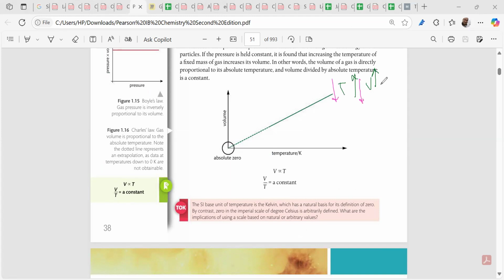If we increase the temperature, the volume increases. If we decrease the temperature, volume will be decreasing. So can we find a temperature where the volume becomes zero? Yes. That's called absolute zero. Absolute zero is the temperature which you get. Temperature is directly proportional to the volume, so we can write V by T is equal to a constant. This is called Charles' law.